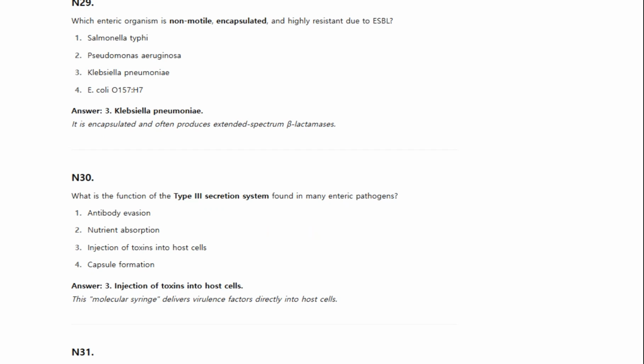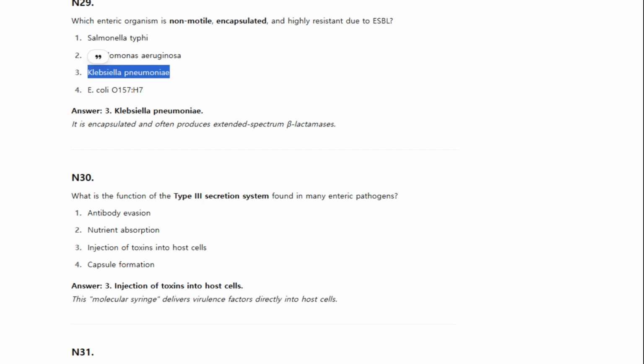N29. Which enteric organism is non-motile, encapsulated, and highly resistant due to ESBL? 1. Salmonella typhi. 2. Pseudomonas aeruginosa. 3. Klebsiella pneumoniae. 4. E. coli O157:H7. Answer 3. Klebsiella pneumoniae. It is encapsulated and often produces extended-spectrum beta-lactamases.